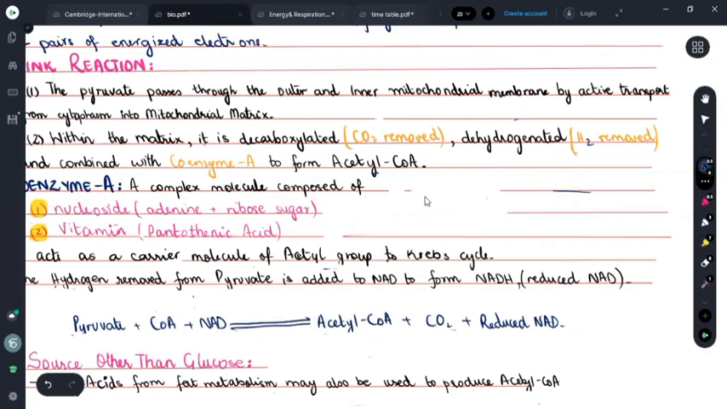A nucleoside consists of a ribose sugar, that is a 6-carbon containing molecule, and a base attached to it, that is adenine. Adenine base and ribose sugar. These 2 together is called nucleoside.